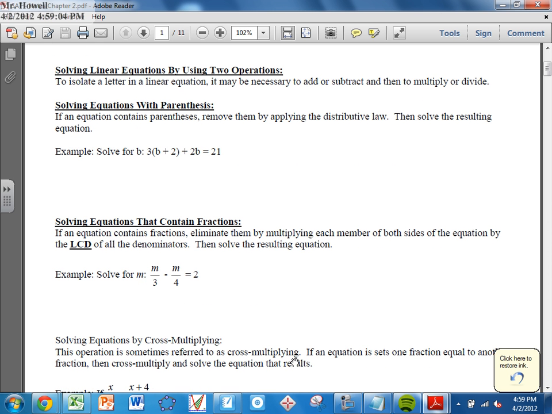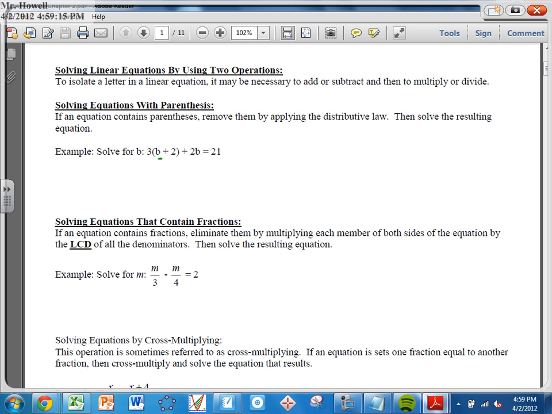For the second example, where we have parentheses, there are several ways you can do this problem. Okay, first you could start by moving stuff over and dividing by the 3. What I recommend you do, though, is look and isolate. See that there's a b here and a b here. Those are going to become like terms. So let's go ahead and distribute this 3 before we actually begin. So this is an example where you have to use the distributive law before you can actually solve for the variable. So we end up getting 3b plus 6 plus 2b equal 21.